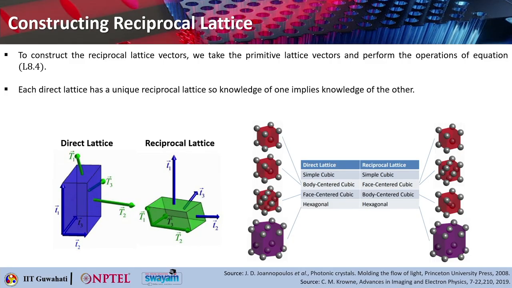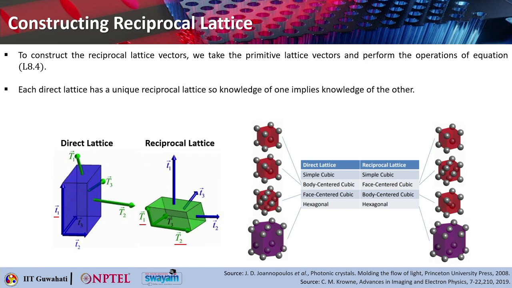Here you can see that the direct lattice vectors use a different notation. They use small t, okay, as the notation for the direct lattice vectors, small t1, small t2 and small t3. And capital T1, T2 and T3 are the primitive vectors in the reciprocal lattice. So, there has to be some relationship between the small t1, t2, t3 and capital T1, T2, T3 and so on.